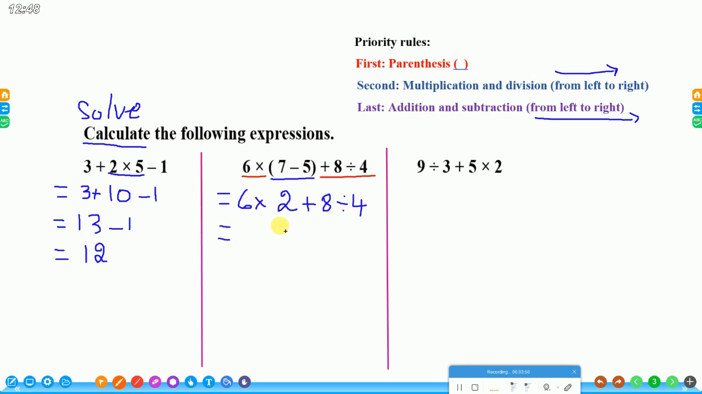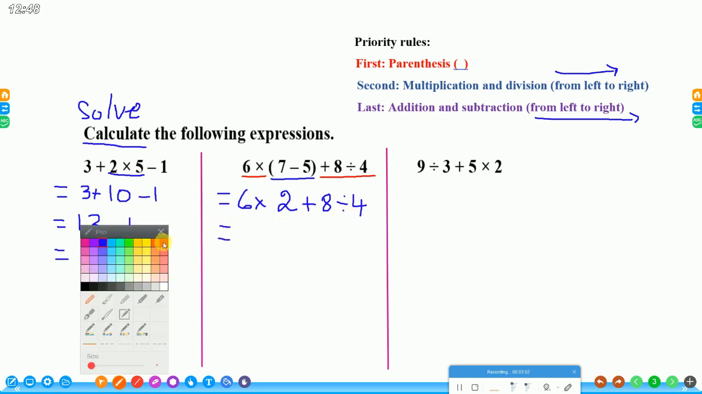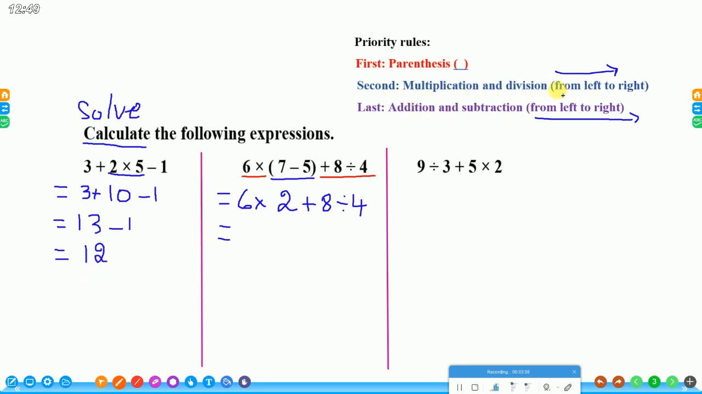Now, let's continue following the priority rules. Priority is for multiplication and division from left to right. So here we have multiplication, addition, and division. So we need to solve the multiplication and division. We solve the operation 6 times 2 and 8 divided by 4.